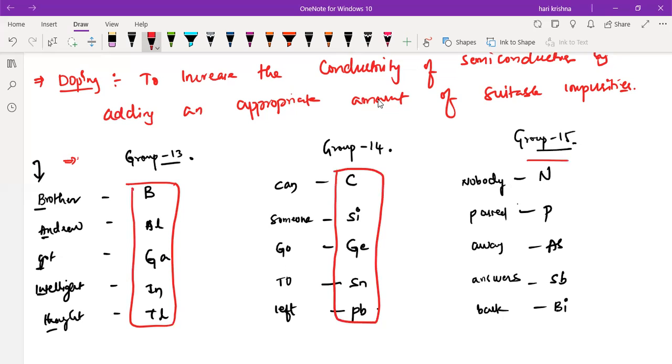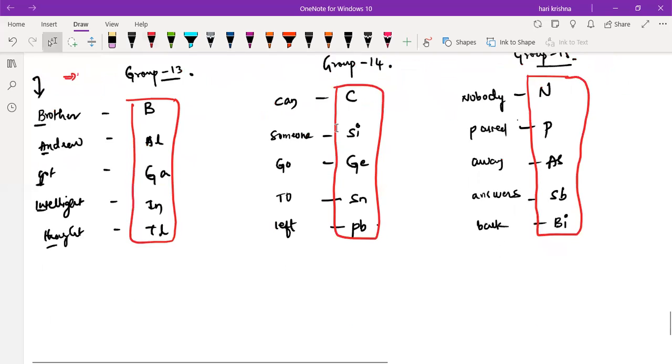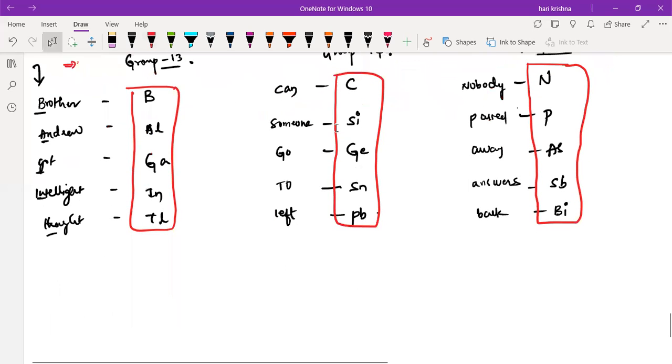And 15 is nitrogen, phosphorus, arsenic, antimony, and bismuth. And if you take the group number 13, the general oxidation number, the valence, will be +3. Group number 14 +4, and group number 15 +5.